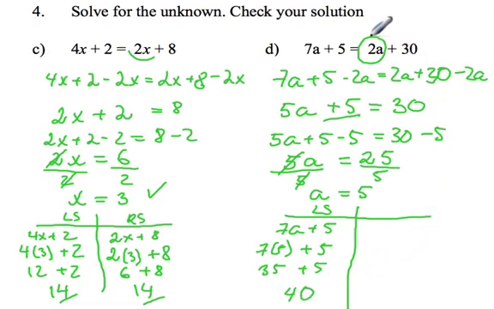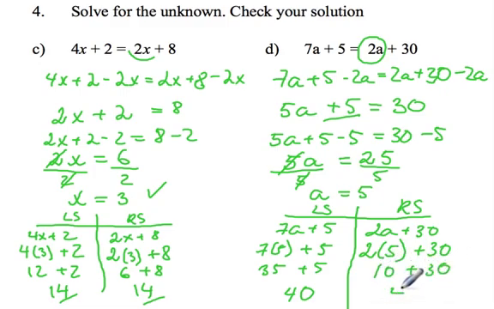On the right side, we have 2a plus 30, on the right side of the equation sign. 2 times 5 plus 30. 2 times 5 is 10, and 10 plus 30 is 40. Left side equals right side. Solution is correct.